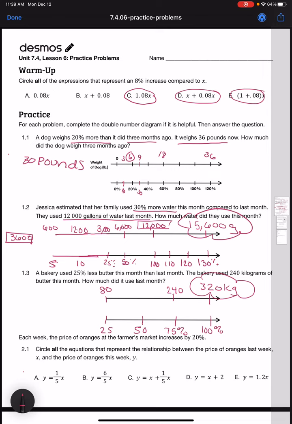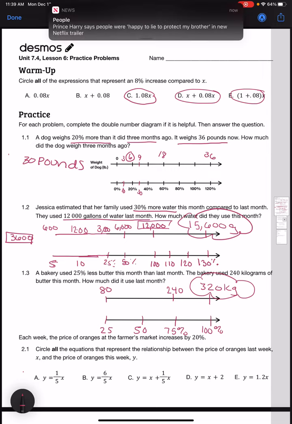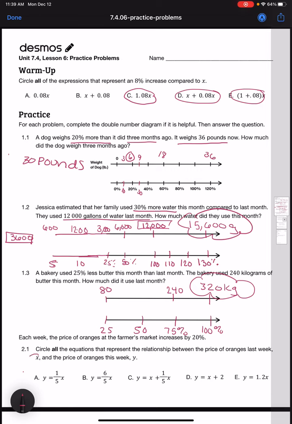Each week, the prices of oranges at a farmer's market increased by 20%. Circle all of the equations that represent the relationship between the price of oranges last week, X, and the price this week, Y. So last week, this week. 20% is a fifth. So when I look at these, oh, it went up by 20%. So instead of a whole, you added a fifth. So B looks great. 1.2 looks great. And the X plus another fifth of X put together would give me an extra 20%.